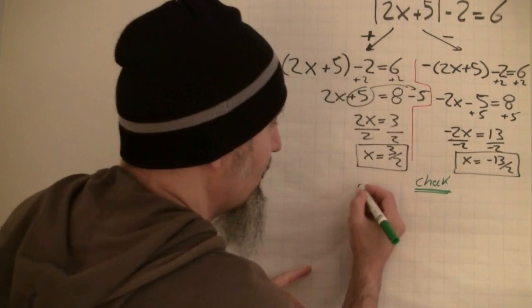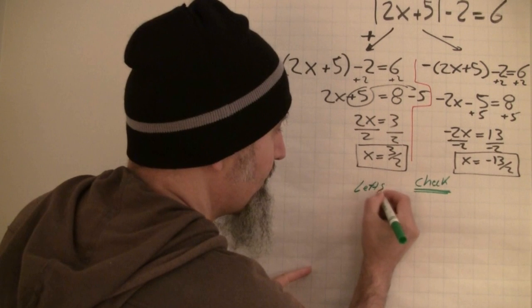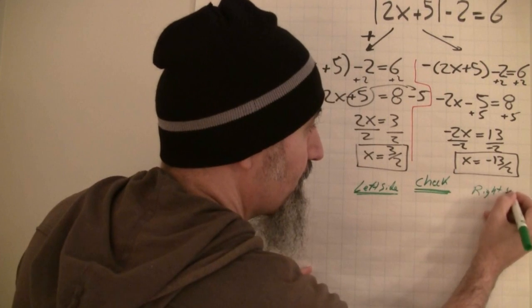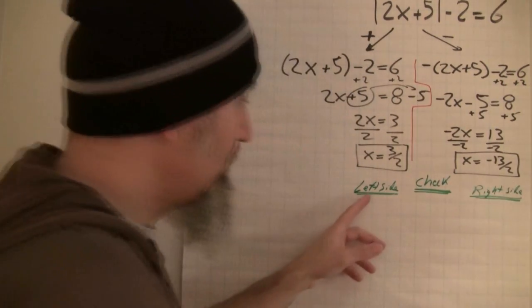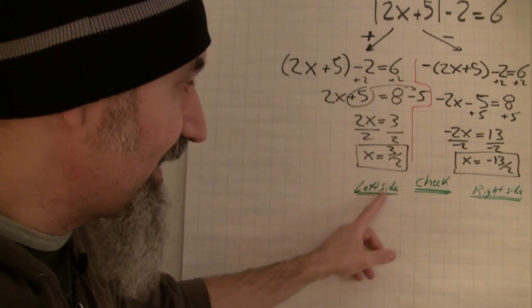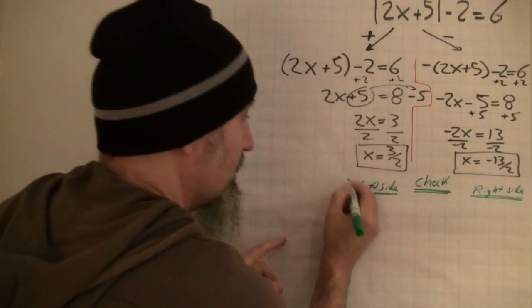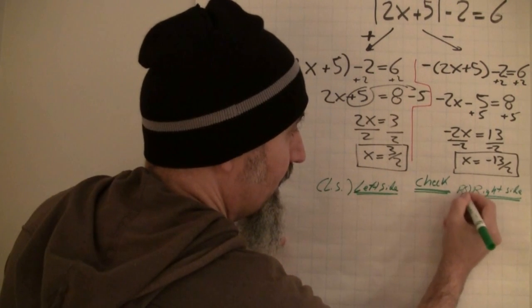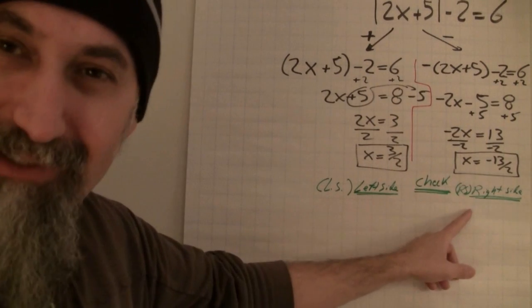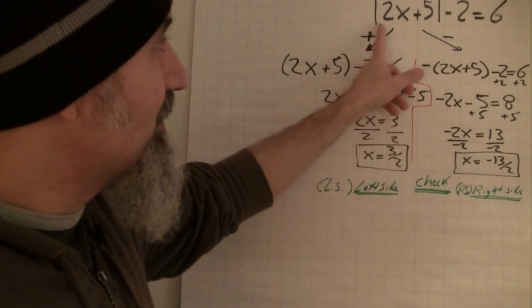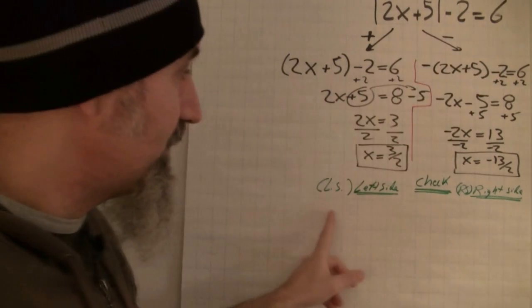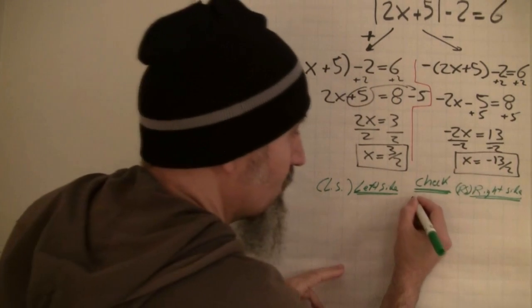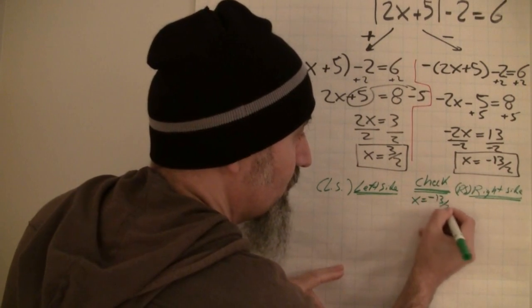So what we do is we call this the left side, and we call this the right side. And the short version of this is LS and RS, right? So we usually say just LS, the left side, and RS, the right side, right? So what we're going to do is take whatever was on the left side of the equation and write it here, replacing x with negative 13 over 2. So we're checking for x is equal to negative 13 over 2.